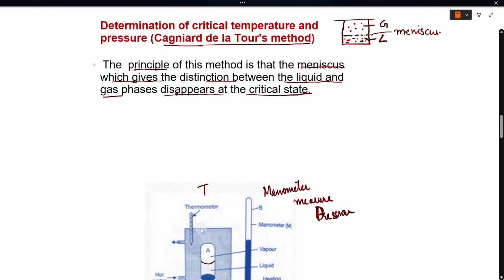Okay, so this is de la Tour's method for determination of critical temperature and pressure, and the principle behind this is that the temperature where the meniscus disappears should be the same temperature where the meniscus reappears. So that is why during the experimental process we are taking the mean of these two. Okay, so critical temperature and critical pressure are measured.